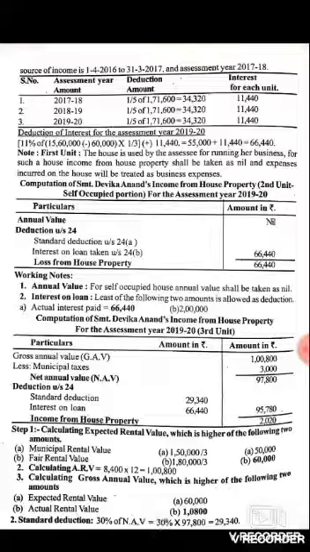Gross annual value is 1,08,000, less municipal taxes of 3,000. So the net value of the house is 97,800, and the standard deduction is 29,340. Interest on loan is 66,440. So the income from house property is 2,200.